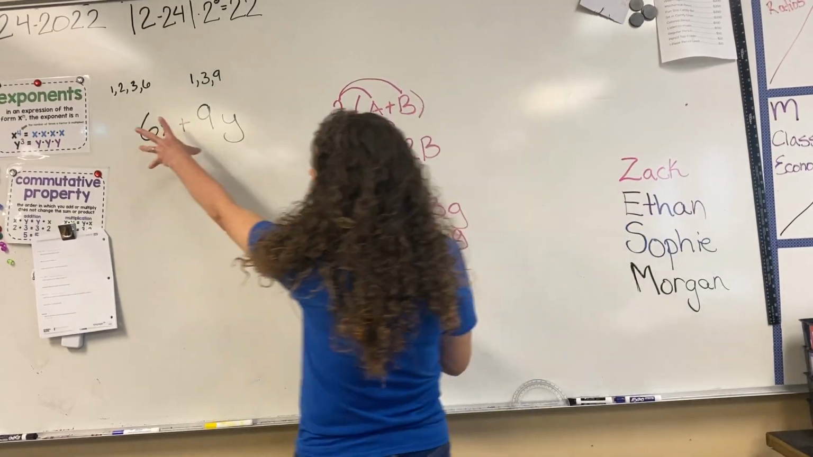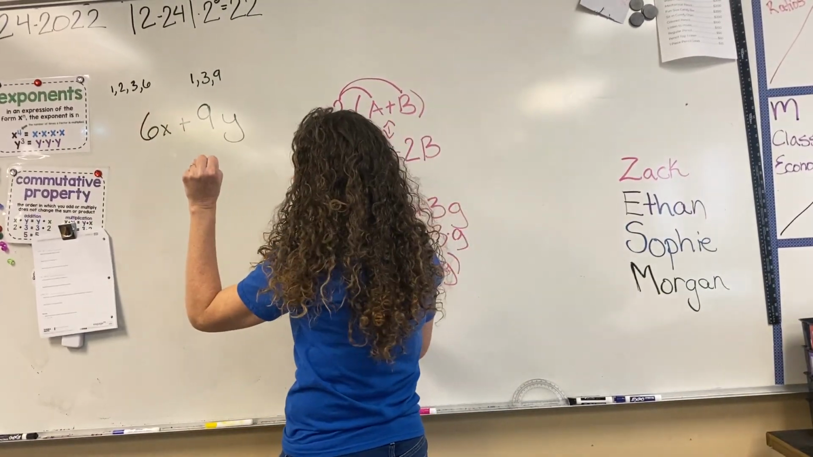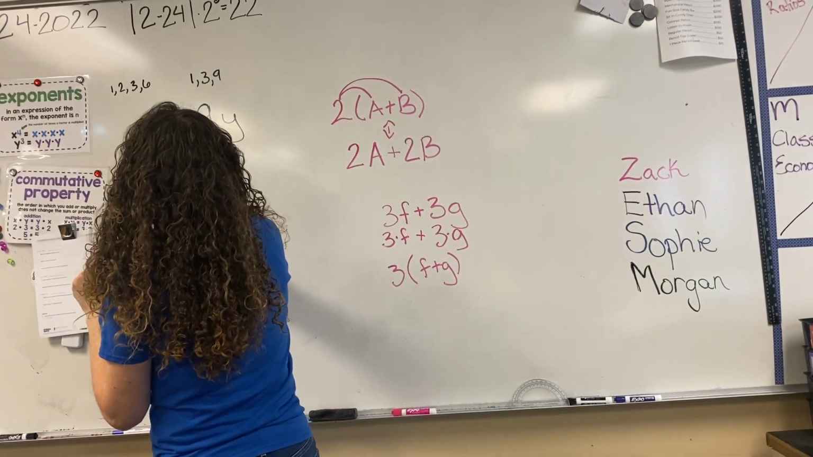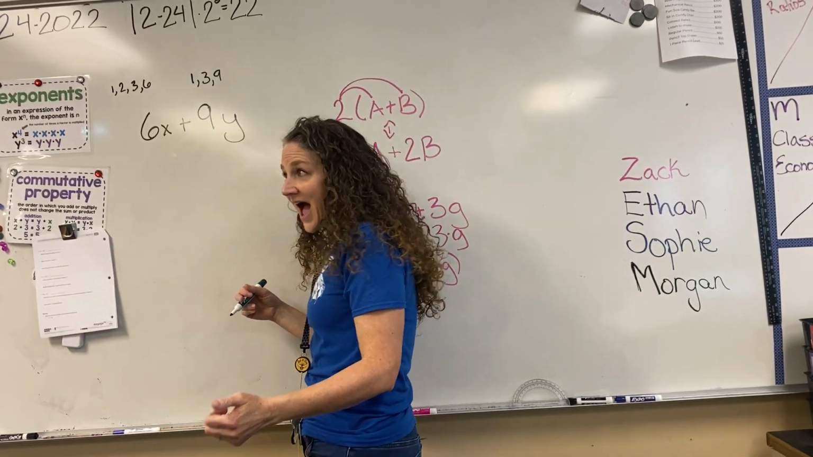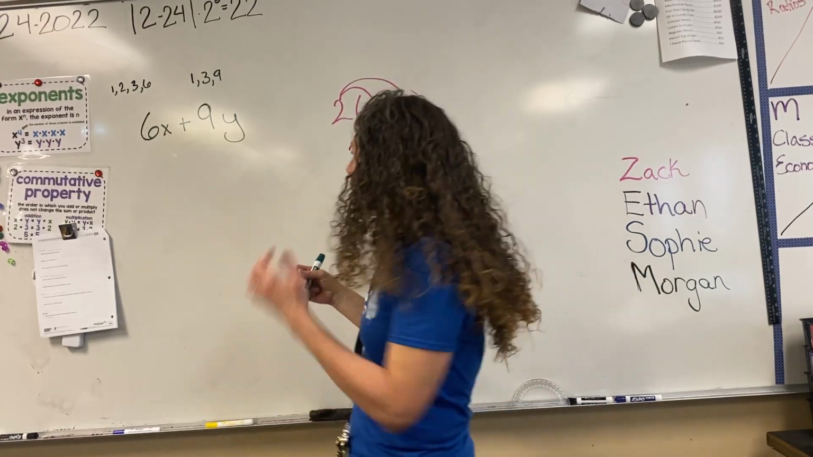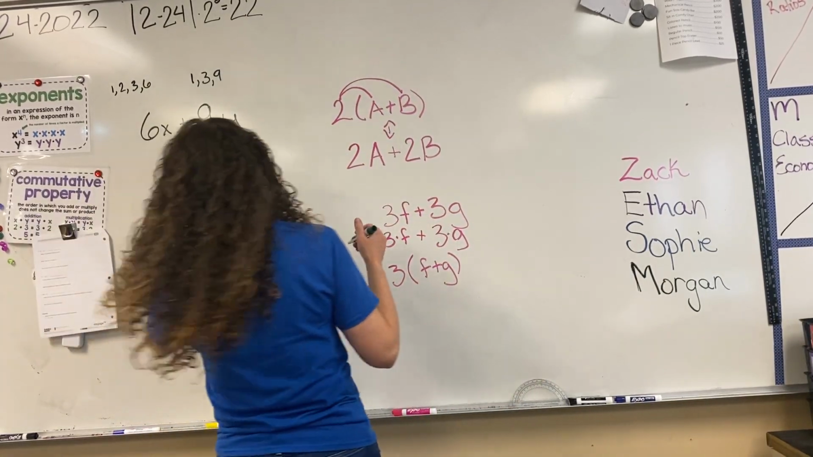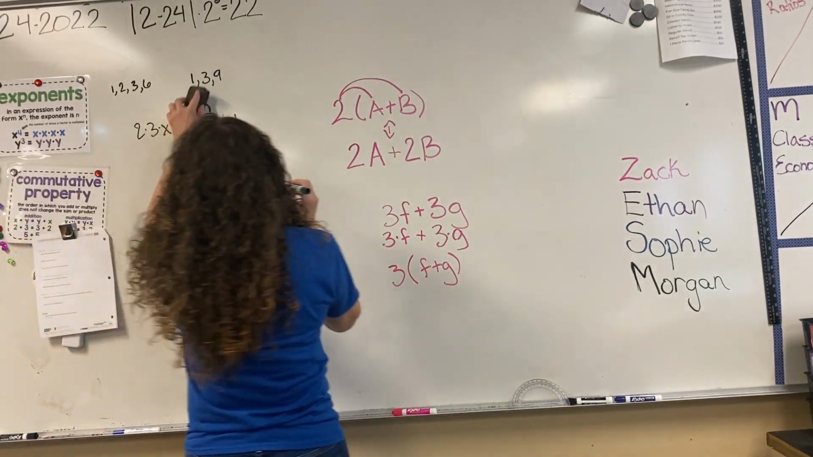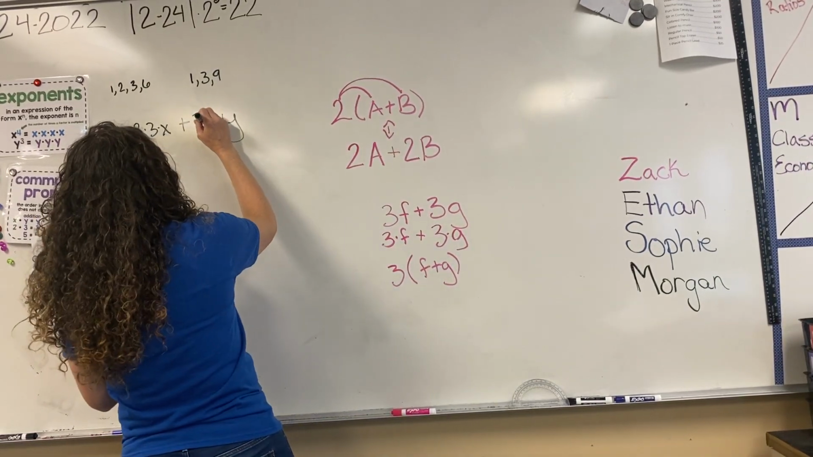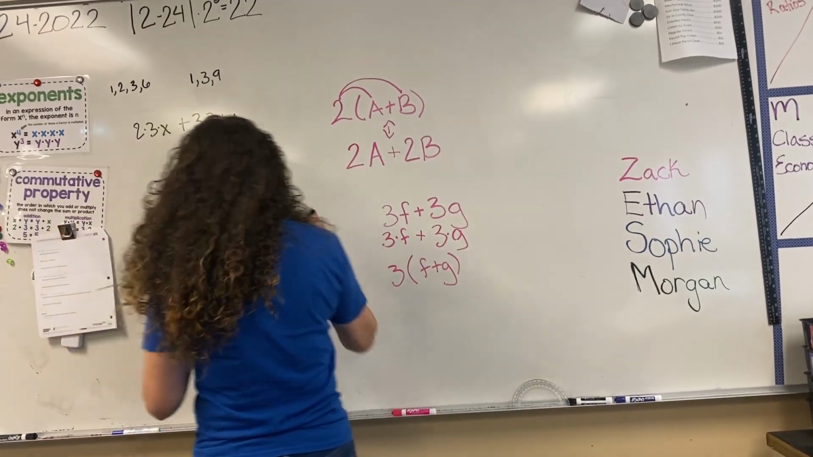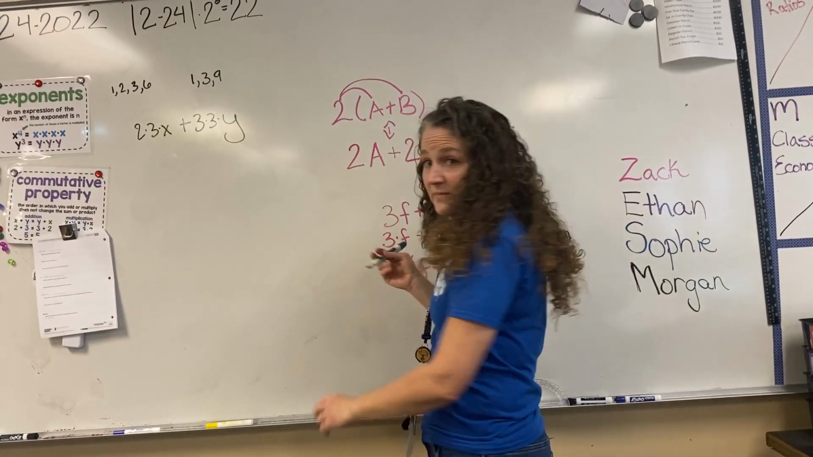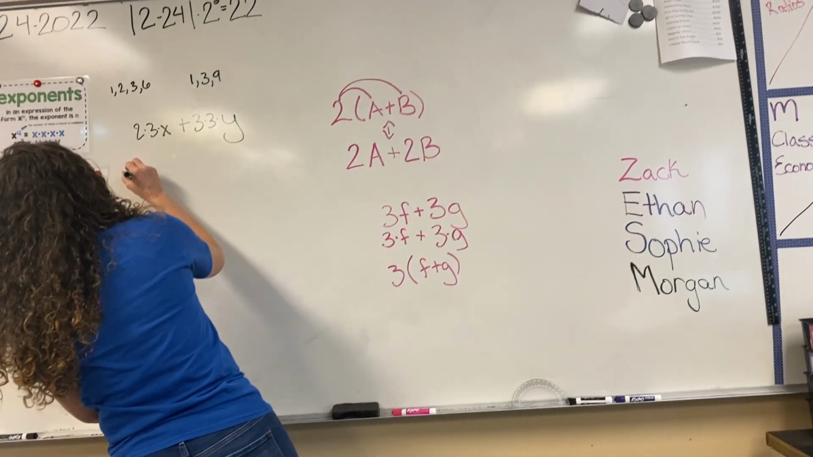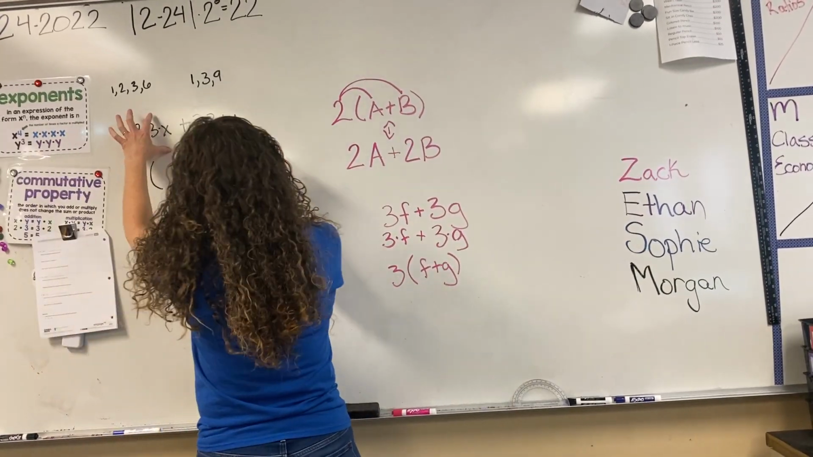But it is 3. So can I pull a 3 out of this? You cut it in half. Actually, yeah, and I pull a 3 out. 6 is really 2 times 3 times x, and 9y is 3 times 3 times y. Is that legal? Sure. So let's pull this 3 out. I'm going to have this 3. What do I have left?